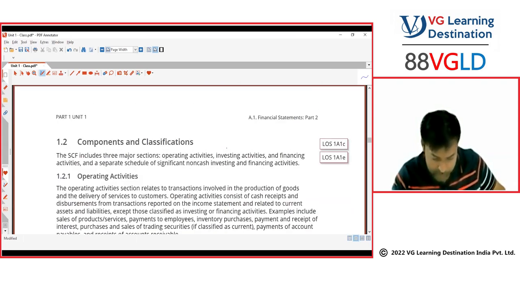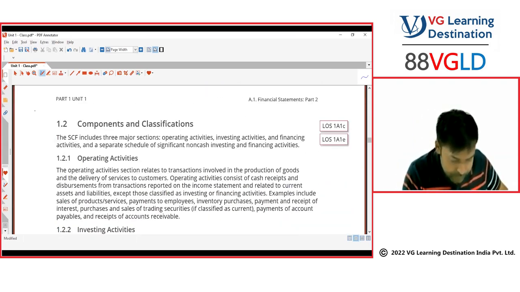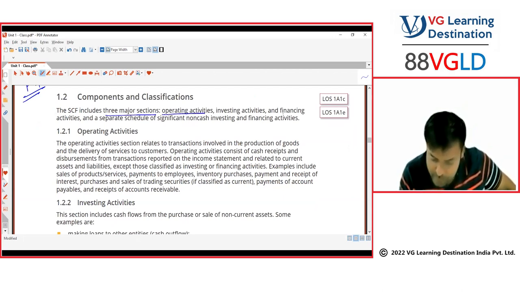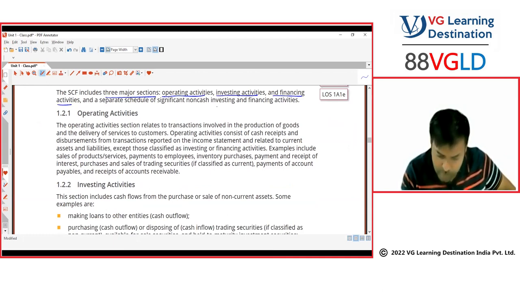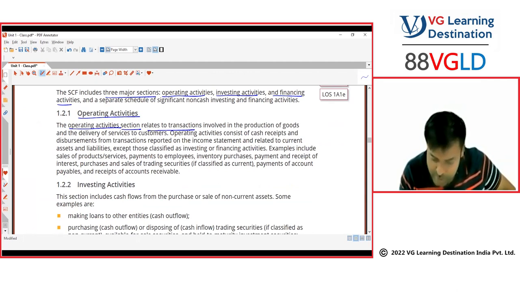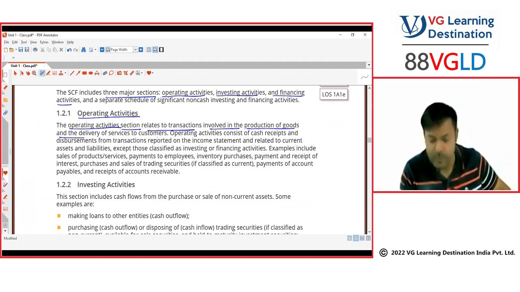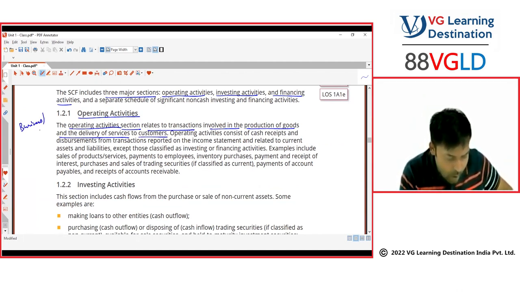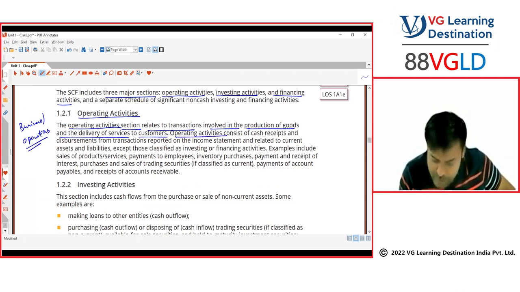Components and classification. I am on page number 41. Statement of the cash flows. The statement of cash flows includes three major sections: operating, investing, financing. I'll talk about the non-cash also. Operating activities, everyone. The operating activities section relates to the transactions involved in the production of goods and delivery of the service to the customer. Anything which is related with your business, with your operations. Operating activities consist of the cash receipts and disbursements from transactions reported on the income statement, and related to current assets and liabilities. We'll talk about that also.